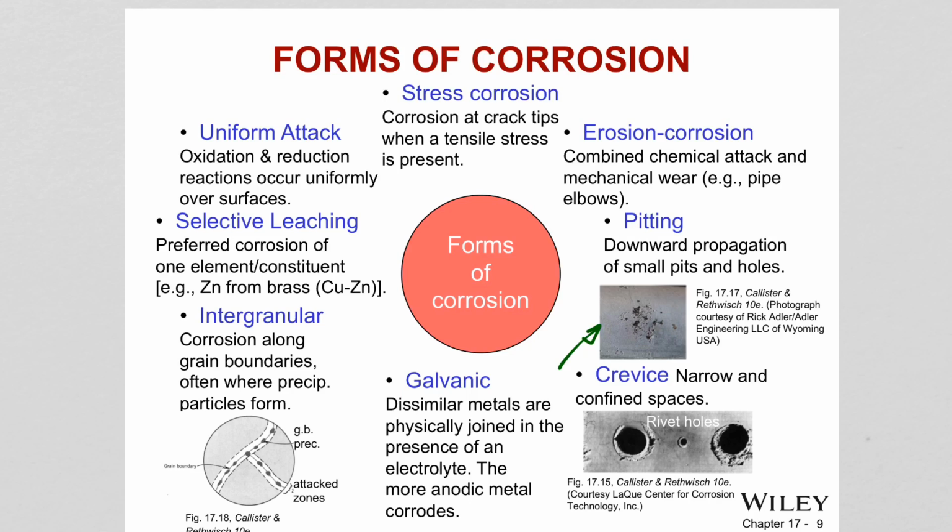In narrow or confined spaces around those regions in the electrolyte, the oxygen will be low. So this also creates galvanic corrosion. One area will be anodic, one area will be cathodic, just because the electrolyte composition is different.